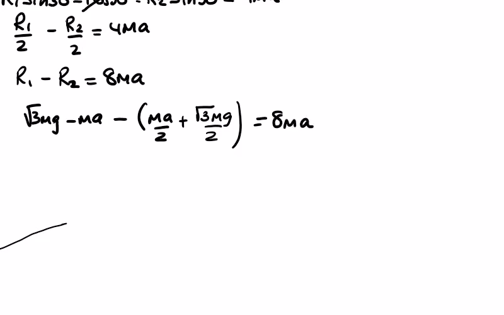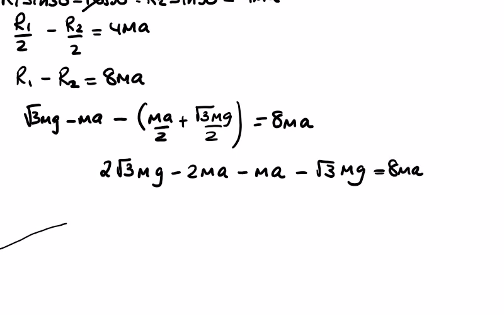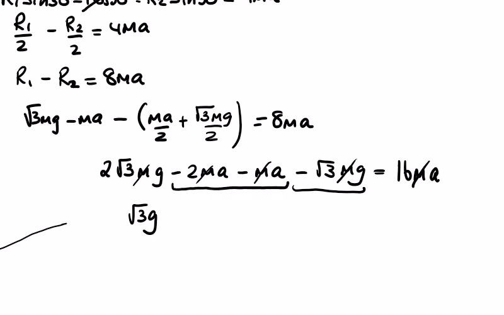So what can we do here? We definitely divide by m, and we can multiply by 2. Let me multiply by 2 first to get rid of the 2's, and then we'll simplify. So 2 root 3 mg minus 2ma, then minus ma, and then minus root 3 mg will be equal to 8ma. No, it won't. It will be equal to 16ma. And now we divide by m. We're going to get 2 root 3 g minus root 3 g, so that's just root 3 g. We have minus 2a minus a, so that's minus 3a going across. That will be 19a over there, 16a plus 3a. So the acceleration of the wedge looks like it's root 3 g over 19.